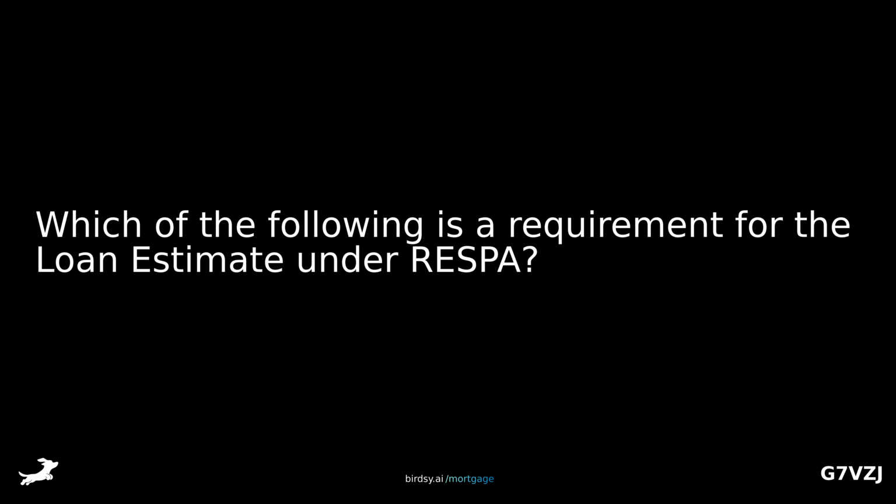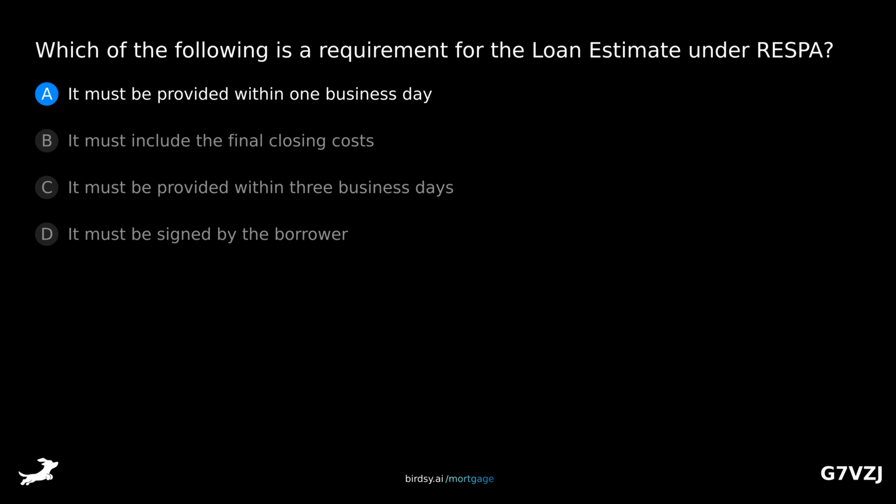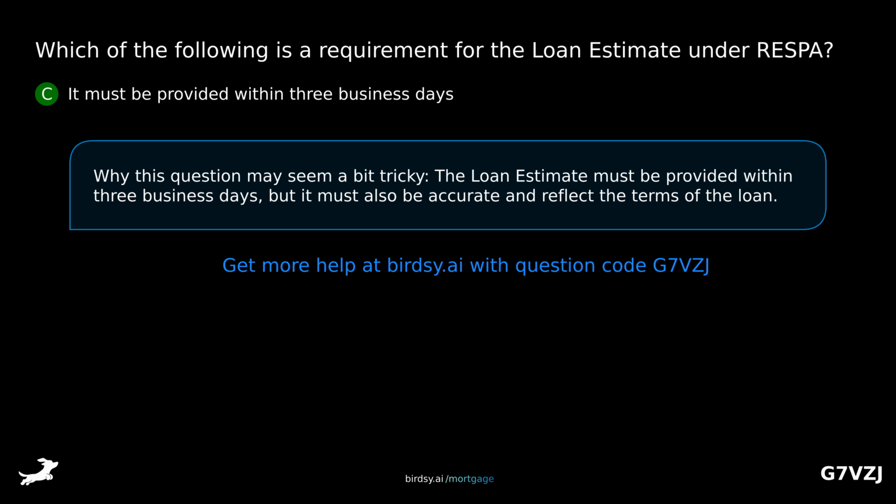Which of the following is a requirement for the loan estimate under RESPA? Is it A, it must be provided within 1 business day. B, it must include the final closing costs. C, it must be provided within 3 business days. Or D, it must be signed by the borrower. The answer is C, it must be provided within 3 business days. Why this question may seem a bit tricky. The loan estimate must be provided within 3 business days, but it must also be accurate and reflect the terms of a loan.